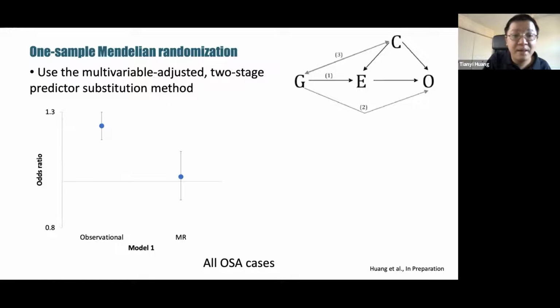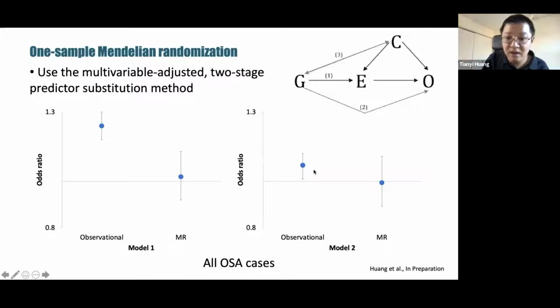So we did one-sample Mendelian randomization in our cohort using the multivariable adjusted two-stage predictor substitution methods. First we look at the association with all cases. Here are the estimates for the biomarker association that we published, which I just described in the prior slides, and this is the estimate from the Mendelian randomization. You can see that while there is a suggestion of positive association for the biomarker, the genetic evidence suggests there is no association. This is based on model 1 without adjusting for BMI.